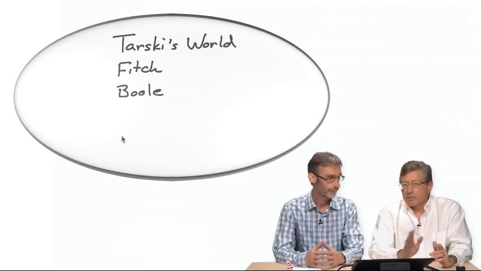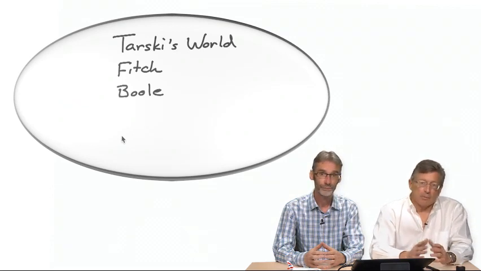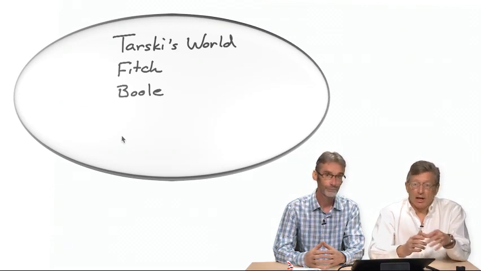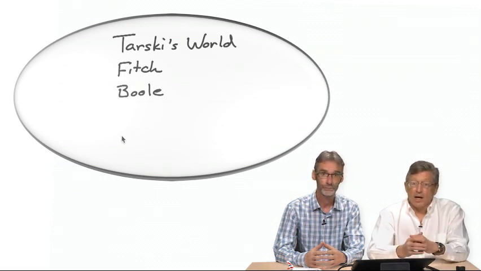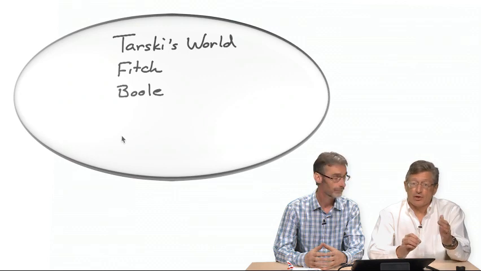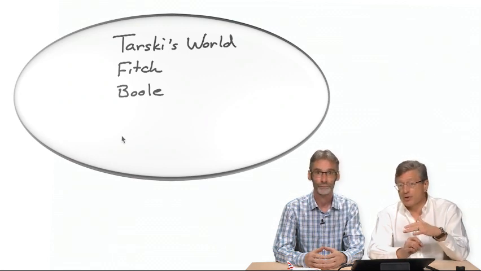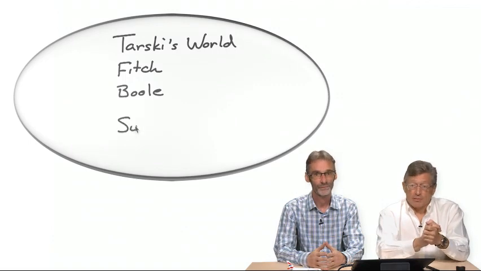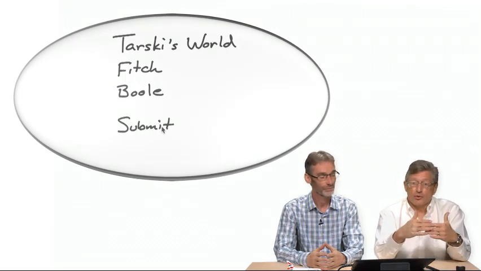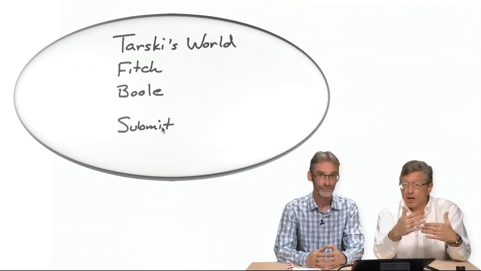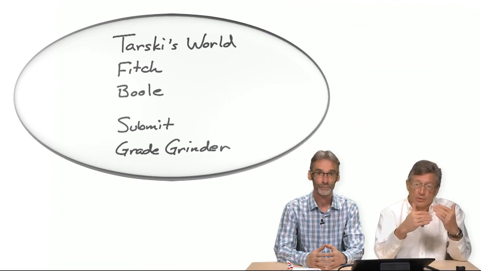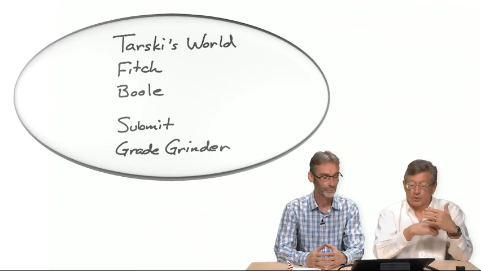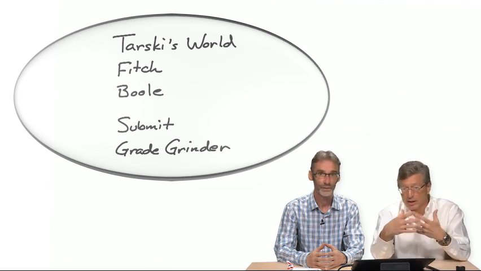Now, we'll have much more to say about the software as the course progresses, but essentially Tarski's World and Boole allow you to explore alternative ways of thinking about the truth of sentences of FOL. And Fitch is a program that enables the construction of pieces of reasoning using the language. There's a 4th application, Submit, which enables you to send the solutions to exercises for assessment by our online assessment tool, the Grade Grinder. So Submit and the Grade Grinder are used to take the exercises that you do in Tarski's World, Fitch, and Boole and get an assessment.